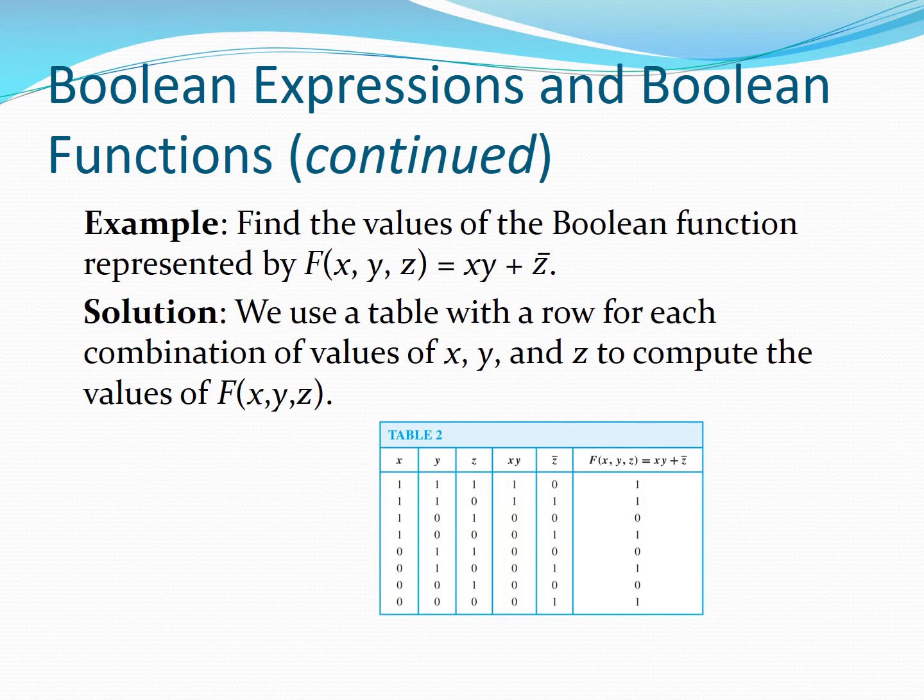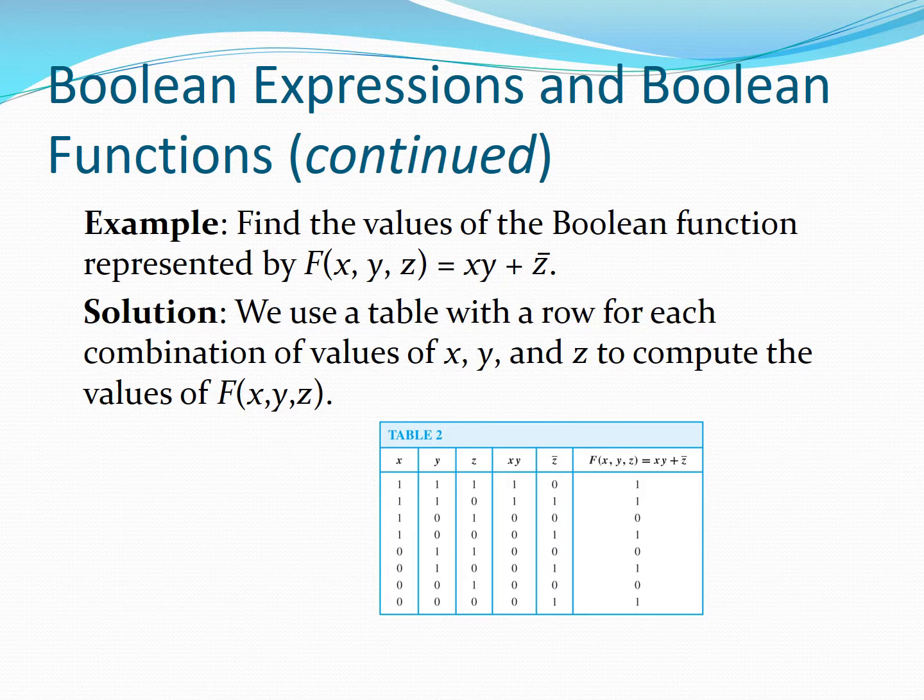Here is an example of a Boolean expression that is using 3 Boolean variables, x, y, and z. What does the function look like? x times y plus z bar. Here is a question that asks you to find the values of the Boolean function represented by x times y plus z bar. How would we do that? First we have to find all possible combinations of values that can be taken from the Boolean alphabet by x, y, and z.